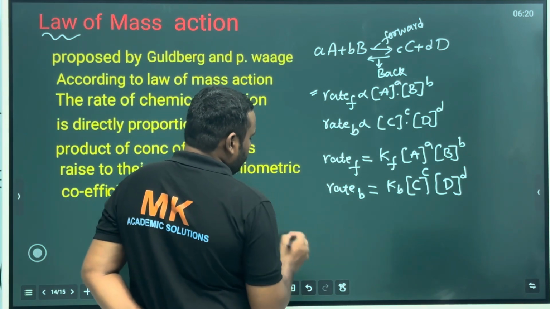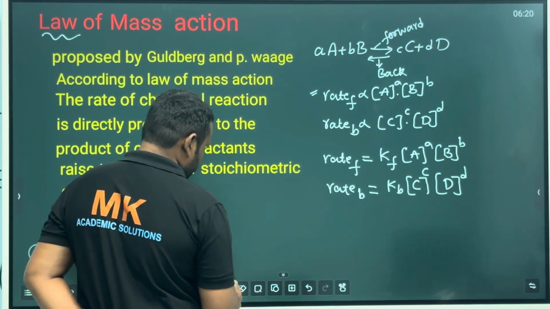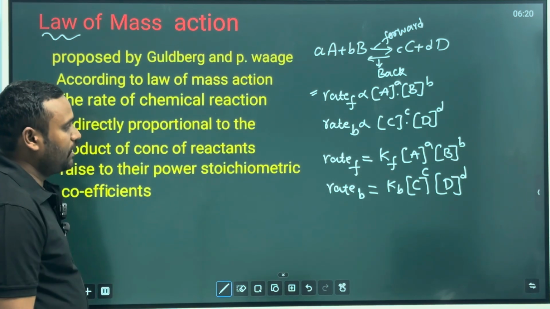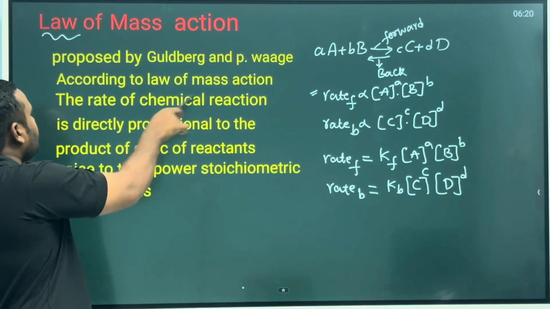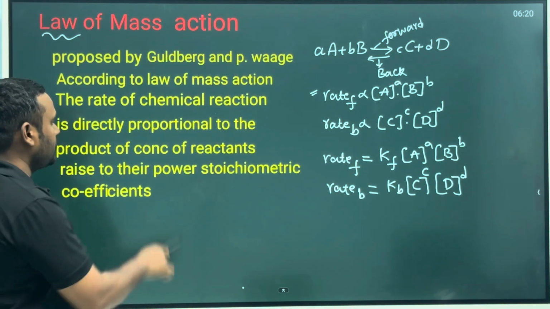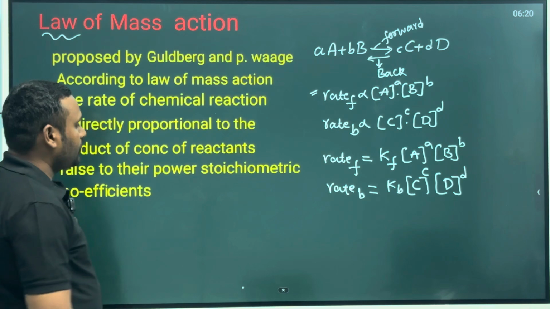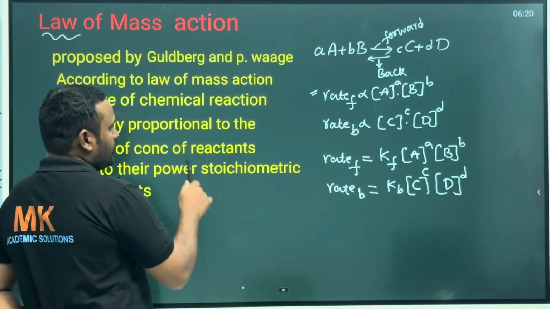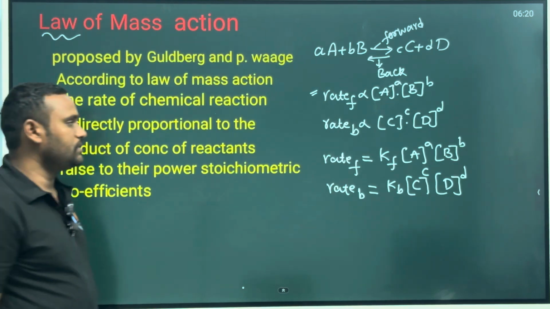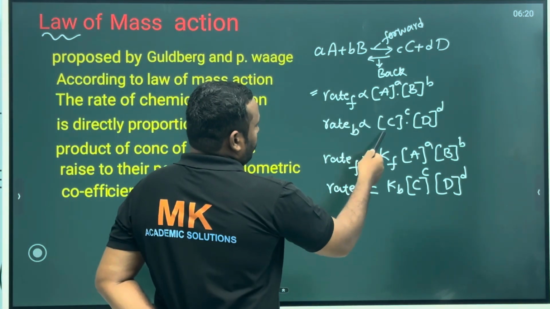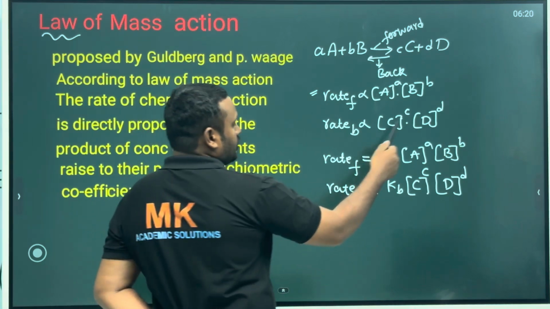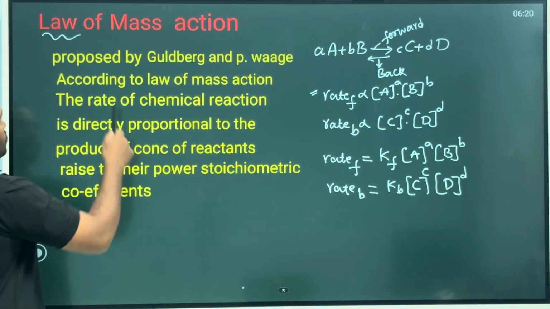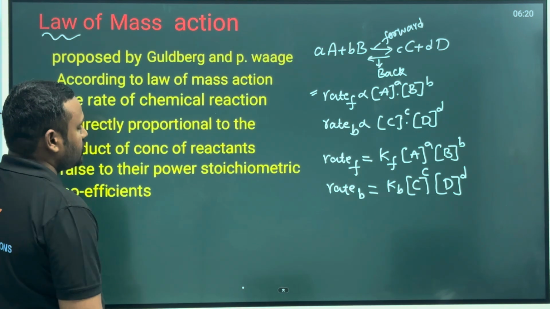we know this is the law of mass action. According to the law of mass action, the rate of a chemical reaction is directly proportional to the product of the concentration of reactants raised to their stoichiometric coefficients. This is for the forward reaction, and for the backward reaction, the rate is proportional to the product of the concentration of products raised to their stoichiometric coefficients. This is known as the law of mass action.